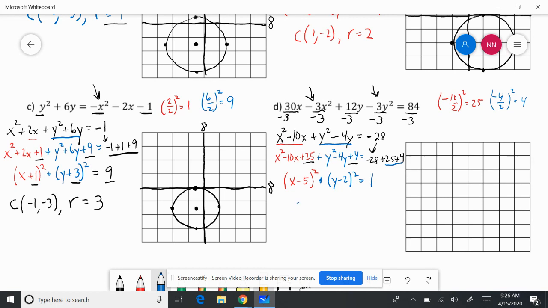So now I have the center of my circle, which is 5 and 2. And my radius is always the square root of my constant, which is 1. Because my radius is so small, I'm going to go by ones. And I'm going to make my coordinate plane a little bit focused on the first quadrant.